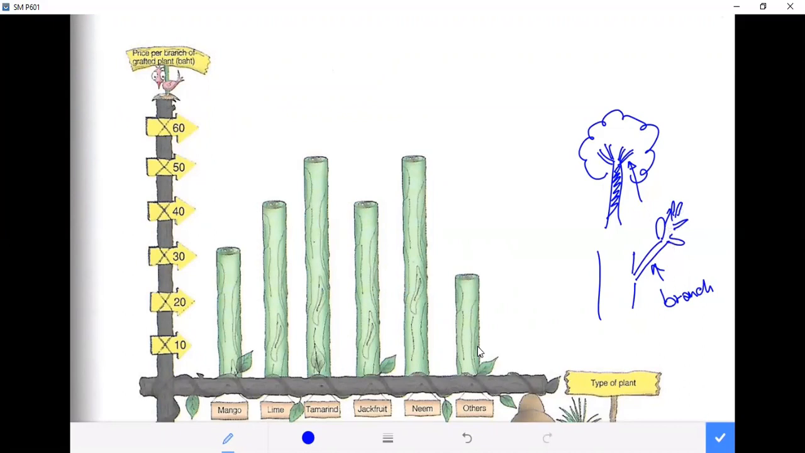Okay, so here goes. This is the price per branch of grafted plant, and then it goes 10, 20, 30, something. So mango, it's just like this. If you look very quickly, let's say you want to find the minimum, you would see that the minimum is here, right?